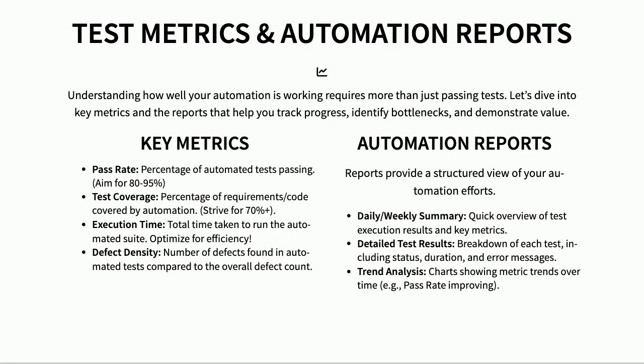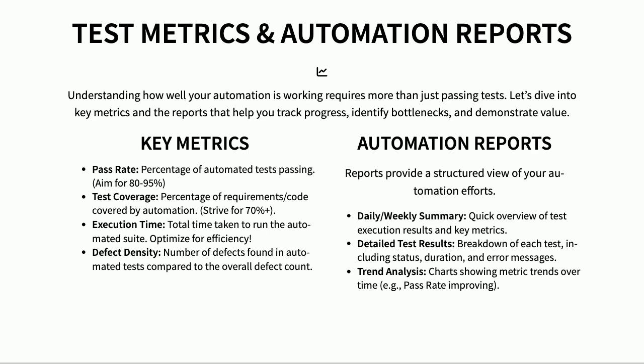Okay, let's talk about measuring the effectiveness of our automated tests. It's not enough for them to just pass. We need to understand how well they are passing and where there's room for improvement. We look at things like pass rate, which tells us how much of our test suite is running successfully, and test coverage, showing us what parts of the application are actually being tested by automation.